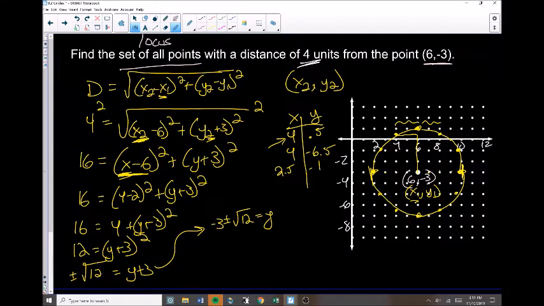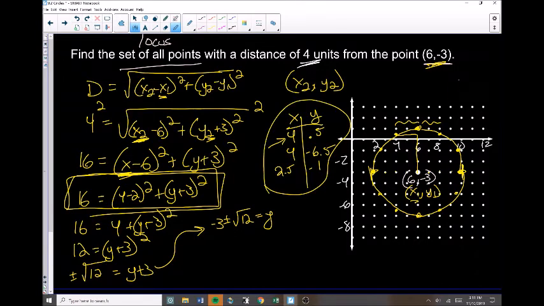Using the symmetries of the circle to my advantage, I was able to find the set of all points with a distance of 4 units from the center point. So here's the equation that lets me find the set of all points, this equation right here. Here's a table that found a few of them, but here's the actual graph showing all the points that are 4 units from 6, -3.